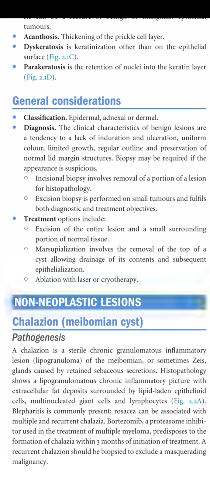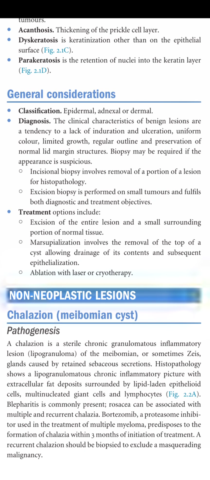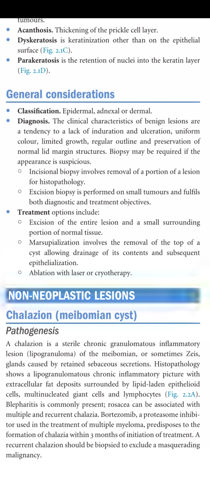General consideration, classification: epidermal, adnexal or dermal. So it is basically telling us about the tumor consideration, that we can divide it into epidermal, adnexal and dermal tumors. The clinical characteristics of benign lesions are a lack of induration and ulceration, uniform color, limited growth, regular outline, and preservation of the normal lid margin structure. Biopsy may be required if the appearance is suspicious. Incisional biopsy involves the removal of a portion of a lesion for histopathology. Excision biopsy is performed on a small tumor and fulfills both diagnostic and treatment objectives.